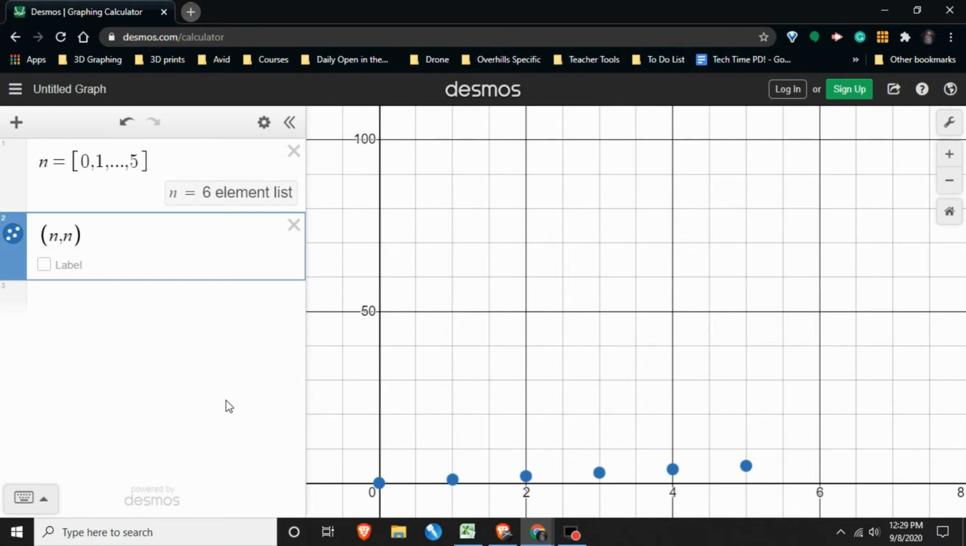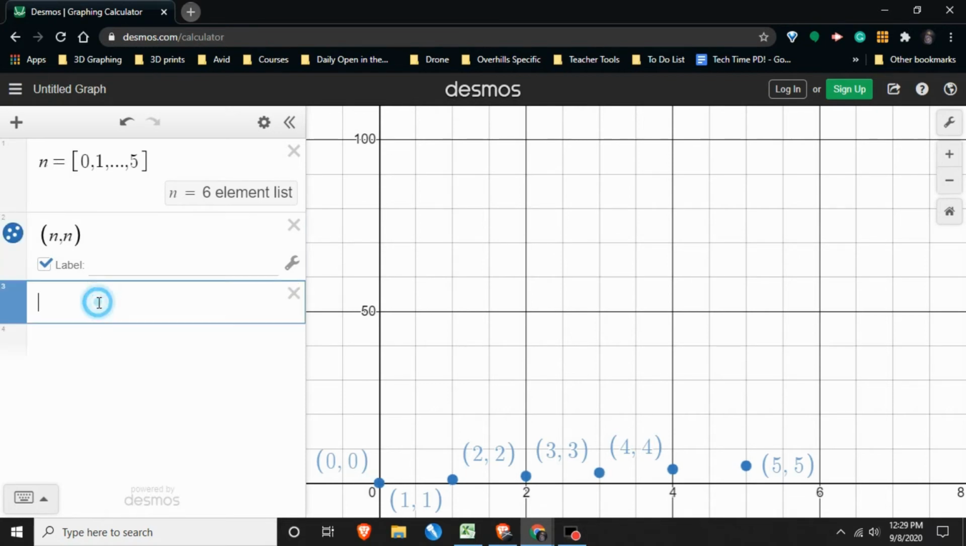In this case, I'm making a little bit of a table. If I were to zoom in on this, which I don't want to at this moment, I can label these, and you can see that I have 0, 0, 1, 1, 2, 2, 3, 3, 4, 4, 5, 5. And I want to use these points to represent how your grade is going to go.